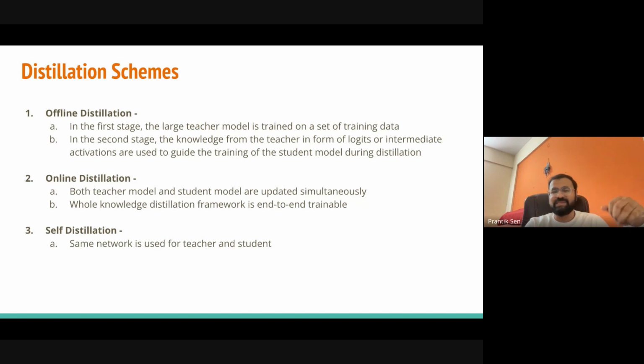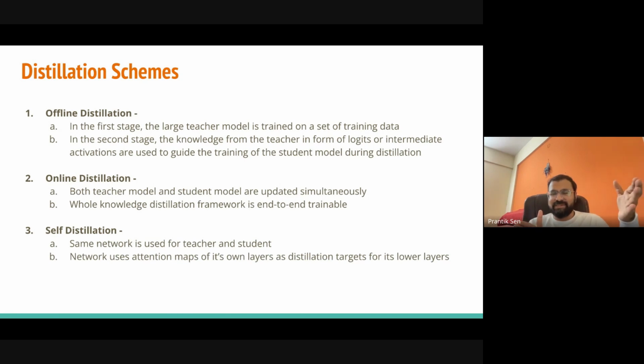Self distillation is where the same network is used for teacher and student, but the network uses the attention map of its own layers, like somewhere deep in the network, the attention map that becomes the distillation targets for the lower layers. So basically, as I discussed, somewhere at the nth convolution output, the activation map you take, and that is the target for the n-3th or n-4th convolution layer, and you're trying to match that. So again, you are optimizing the same network in a way to perform better. You are removing the redundancies here.